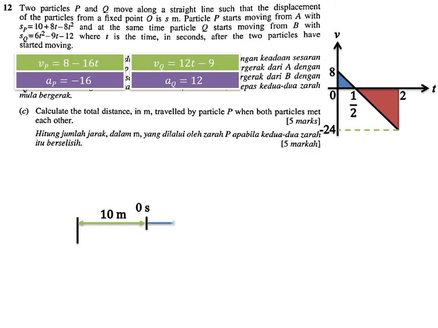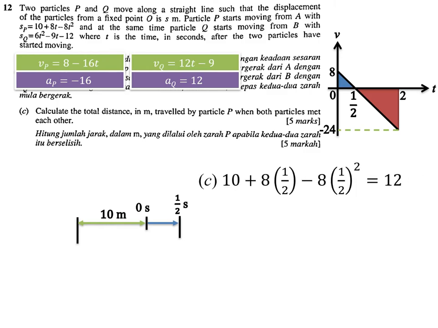So our first step is we want to know what the displacement is when the time is 1/2. So we substitute the 1/2 inside the equation of displacement: 10 plus 8 times 1/2 minus 8 times 1/2 squared, and then we get 12. This 12 here is the displacement from the point O, right? Not from point A, the initial displacement, which is 10 meters. If the displacement is 12 from point O, it means the particle P only moved 2 meters from point A until half a second, then it stopped.